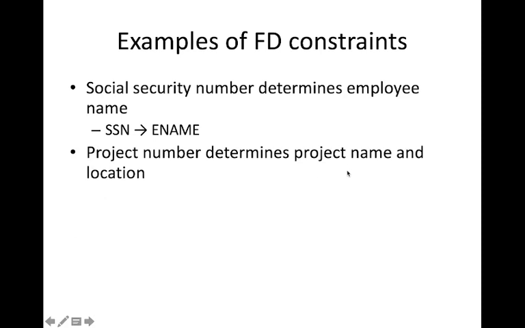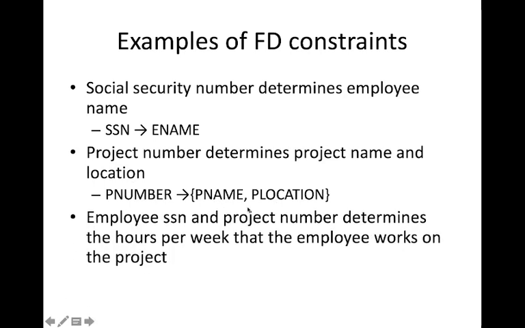Project number determines project name and project location. So this can be denoted using this notation: P number to P name and P location. This means P name and P location are functionally dependent on P number. So whenever P number changes, that P name and P location also change. Then employee SSN and project number determine the hours per week that the employee works on the project. This is another functional dependency. So hours is dependent on SSN comma P number.